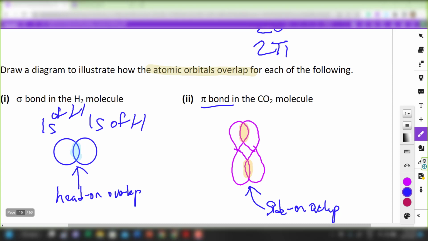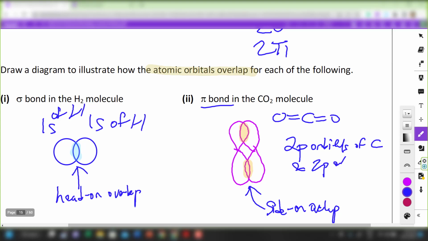You also need to specify what kind of side-on overlap it is between. In our case, because we are dealing with CO2, it's a C double bond O. So we need to be very explicit that it's between the two p orbitals of carbon and the two p orbitals of oxygen. If you want to be even more specific, you can say it's between the two py and the two py.